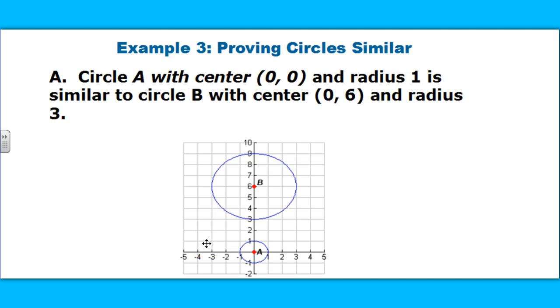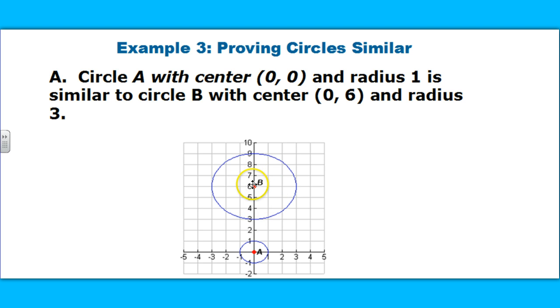So let's prove that circle A is similar to circle B. Well, we know that if we're similar, we have the same shape, but not necessarily the same size. And if by definition we have a circle, then we have the same shape, don't we? So how can we show that circle A with center 0, 0 and a radius of 1 is similar to circle B? Well, if we're going from circle A to B, the center has slid up, hasn't it? And it's slid up 6 units. So we have a translation 6 units up. And then if we were to move that circle up there, again, it has a radius of 1.